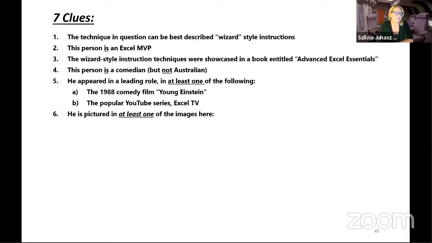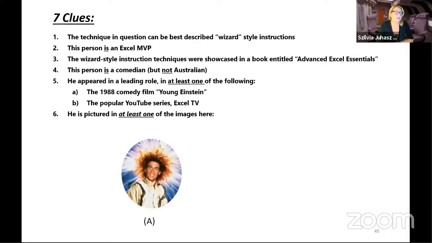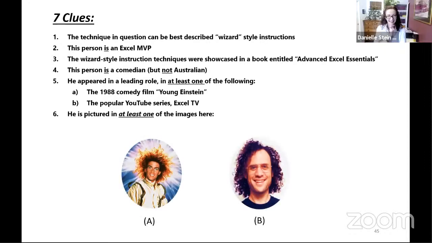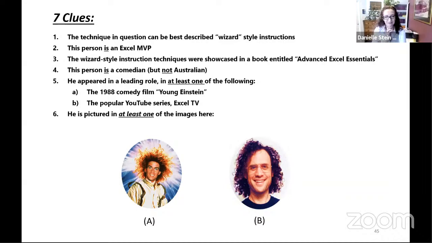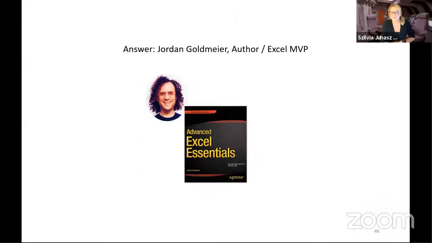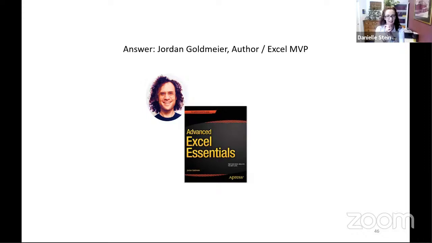Clue number six, this person is pictured in at least one of the images here. And the final clue is he is not, in fact, Yahoo Serious, although I've never seen these two in the same room either. So has anyone guessed? Yes, Amethea was the first person to say Jordan Goldmeyer. I think it was the hair that gave it away when you mentioned it. It was indeed the hair.